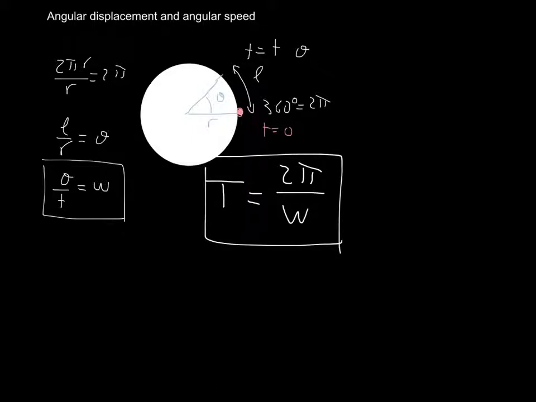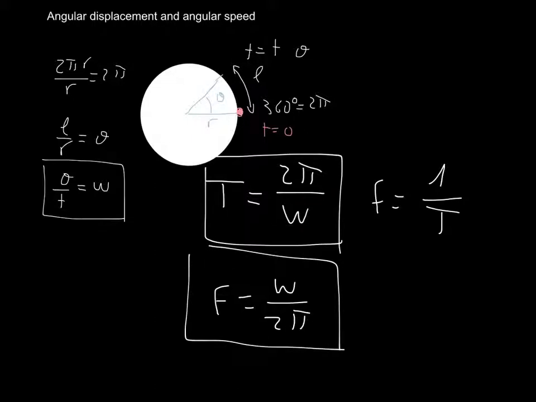Now, how about the frequency? Well, we know that the frequency is nothing but 1 over T, right? Just like in waves and oscillation and all that. Therefore, if frequency is 1 over T, then frequency has to be equal to the angular velocity divided by 2 pi. And that's the second formula that we need to know. But again, you can deduce this anytime, and it's also in your data booklet.